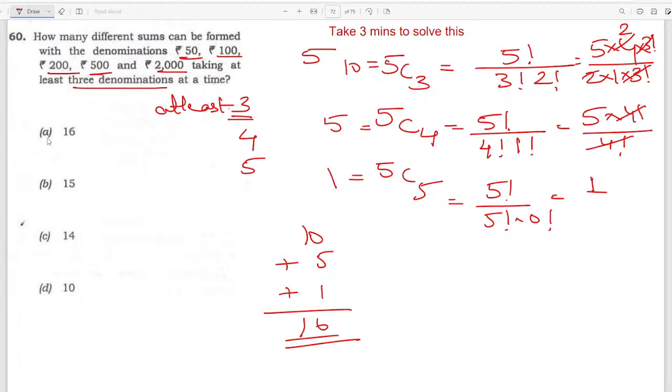The correct answer is option A. I hope this is clear. So if you have any doubts, please ask.